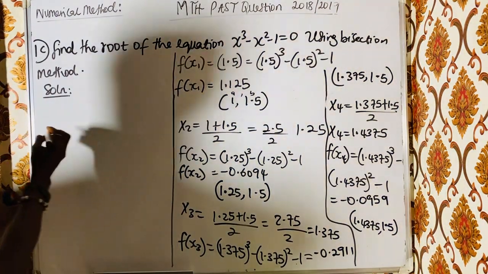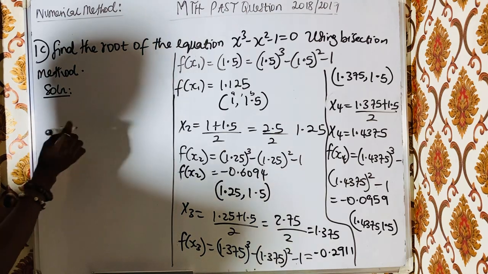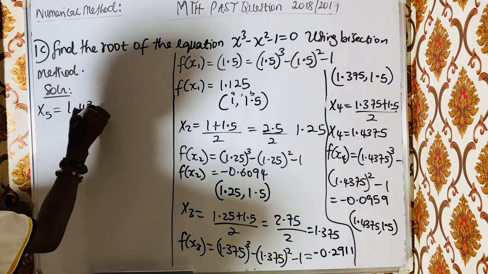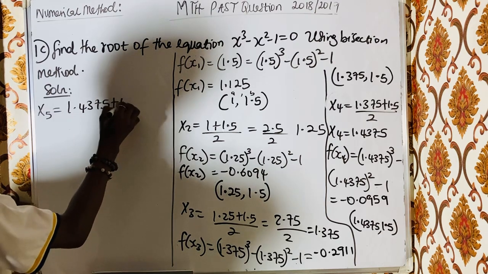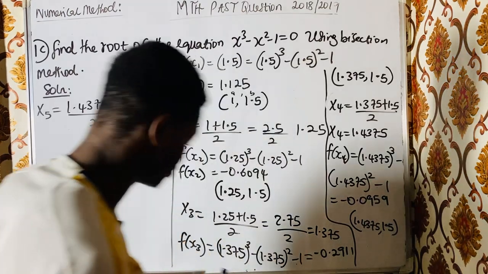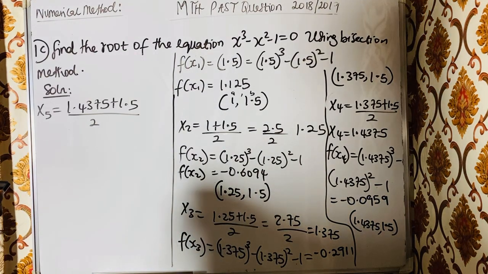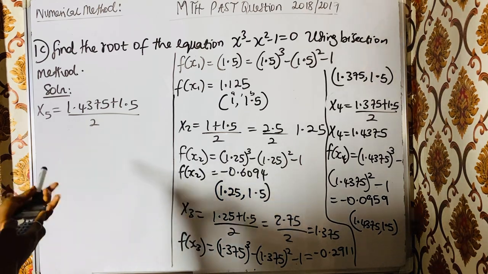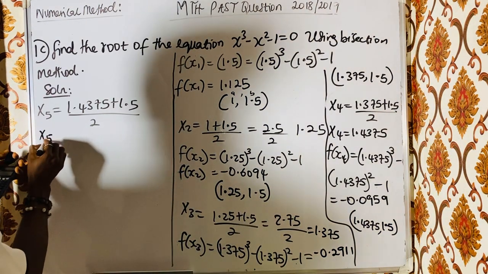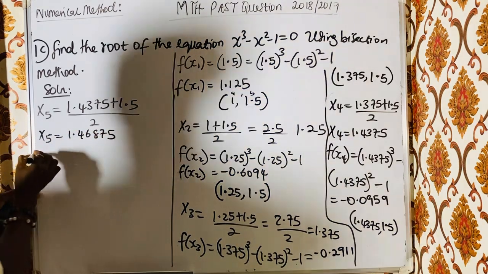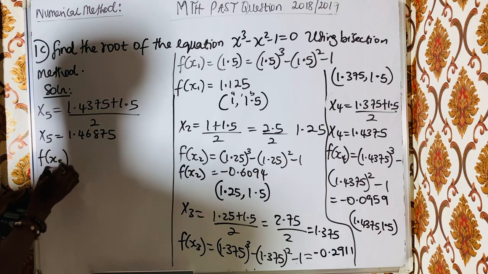So we are going to go for x4, x5. x5 will be 1.4375 plus 1.5 all over 2. So 1.4375 plus 1.5 divided by 2 will give us our x5 to be 1.46875. So we are going to have f of x5 will be what?